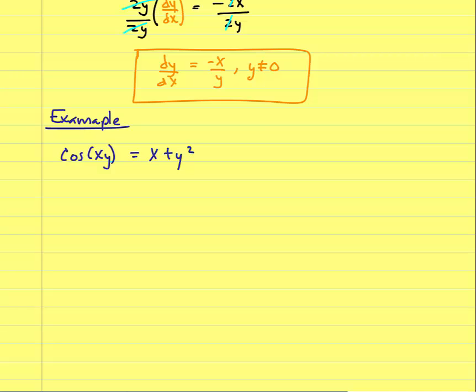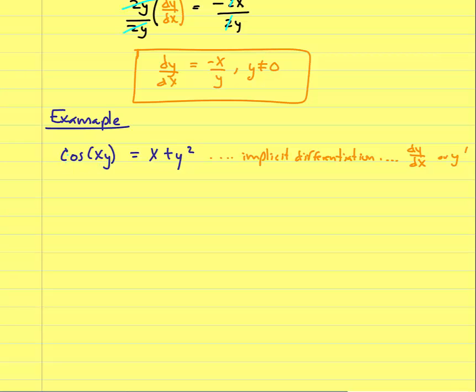So obviously I can't solve for y. I can't get only my y's on the left and only my x's on the right. So I'm going to have to use implicit differentiation here. And I want to find dy/dx. Now again, you'll see a notation of y prime used often here as well. Okay, so on the left hand side, I definitely have a chain rule with a product rule.